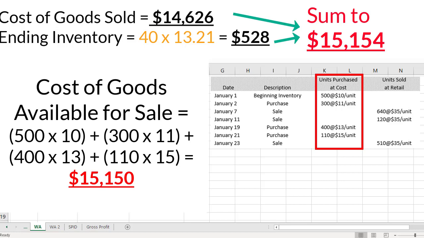Ideally this would add up to the cost of goods available for sale of $15,150, but since we rounded our inventory cost to 2 decimals, we lost some of our precision, causing us to be off by a few dollars. As long as you're following the rounding conventions from your instructor, then being a few dollars off shouldn't be a problem.